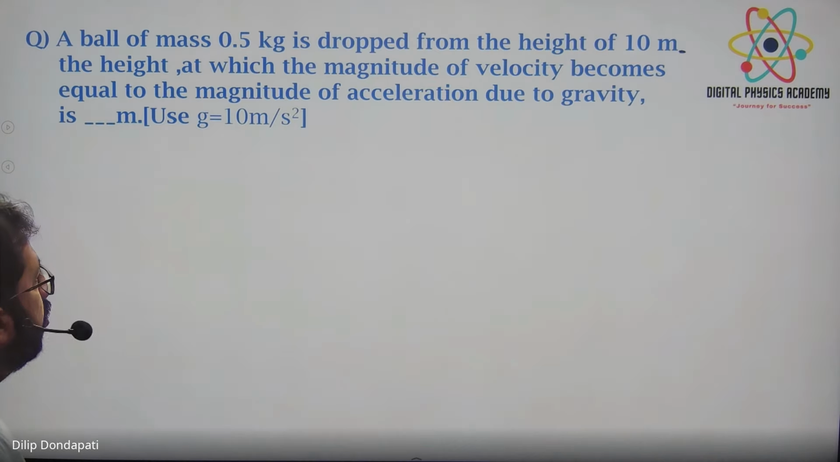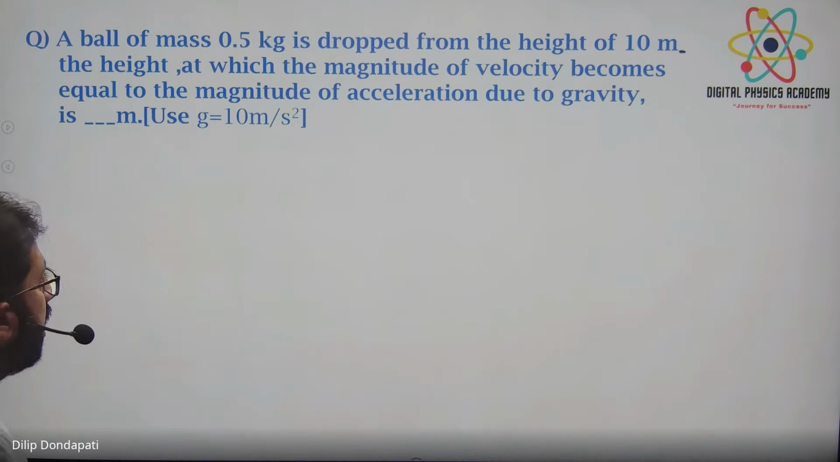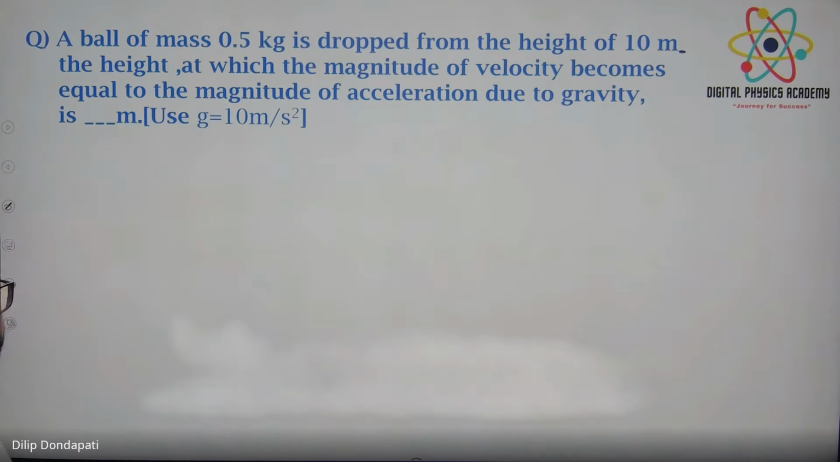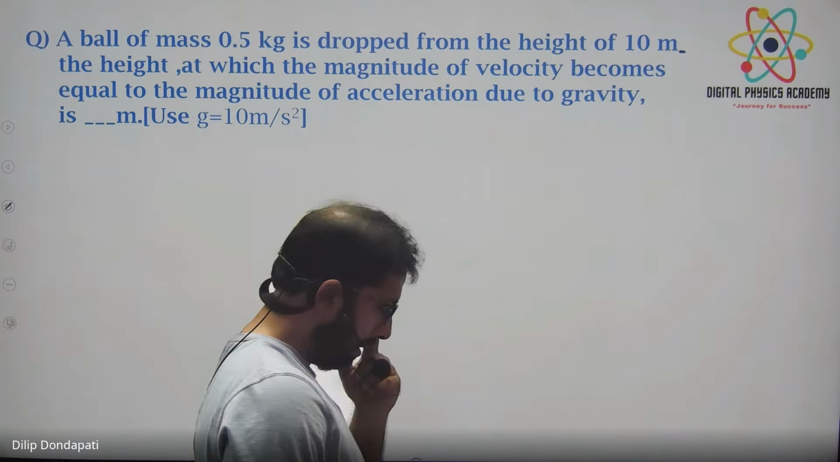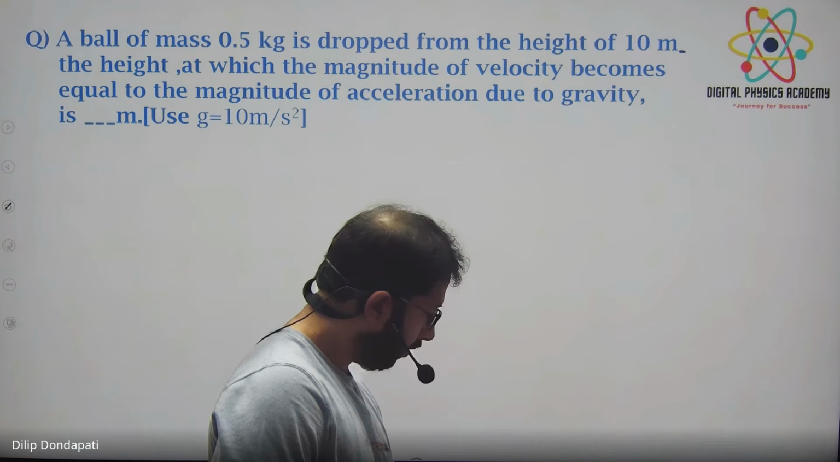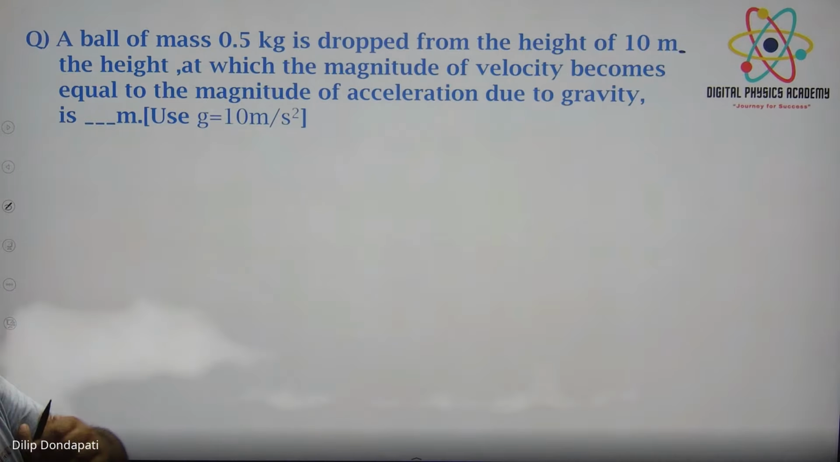Height is given, total height is given, and velocity is also given. Velocity is 10, right? Because it is equal to the magnitude. Take 10, don't take minus here. It said magnitude, so take 10. So find the height.